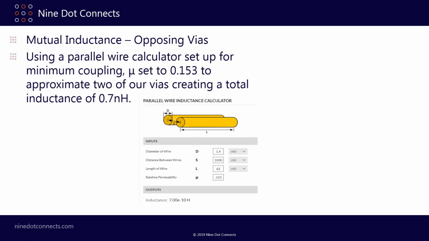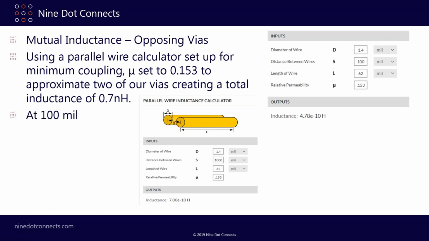So let's show an example. If we take opposing vias, and I used a calculator online for this, and you can go to this website, and we have links for you. I put these things 1 inch apart, and I set the mu to 0.153 to give you an approximation of 1.4 nanohenry, 2 inductors in parallel, giving you a total inductance of 0.7 because they're 1 inch apart. See down here, I have 1,000 mils separation.